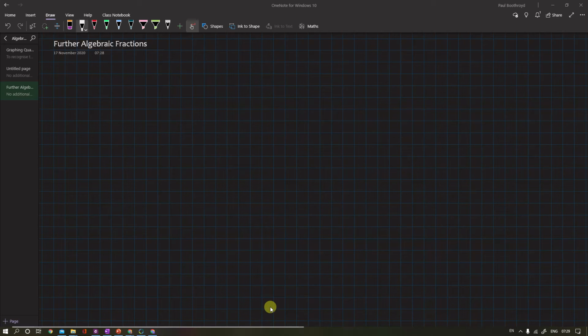This is a section on algebraic fractions. It's partly done just in case I am late back from the hospital, but I should be back in time for the lesson this afternoon.